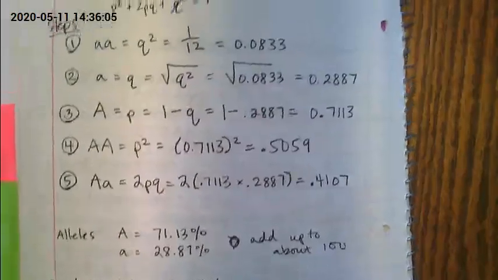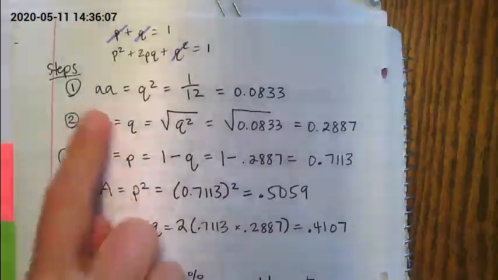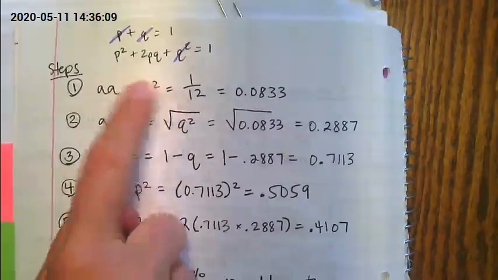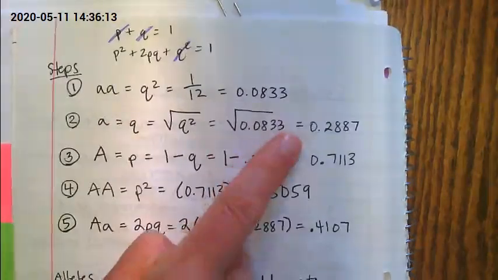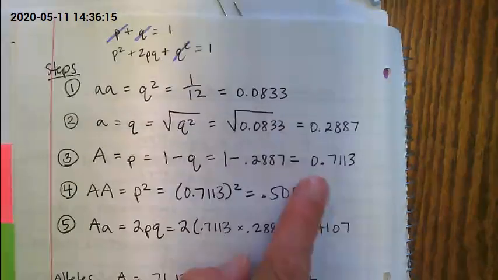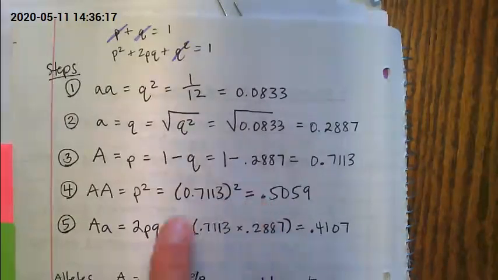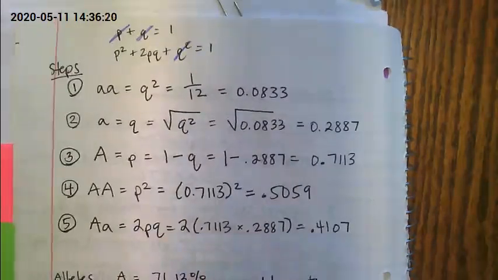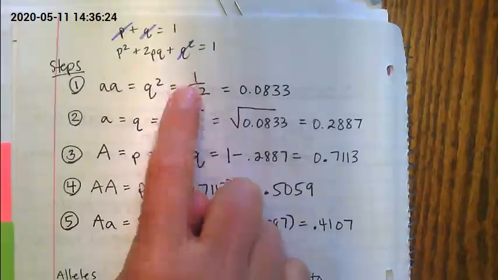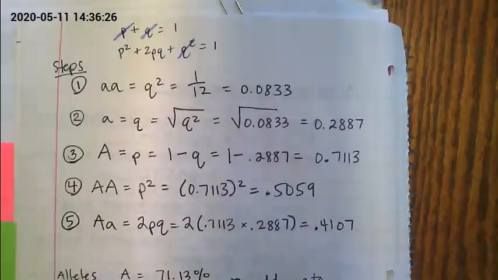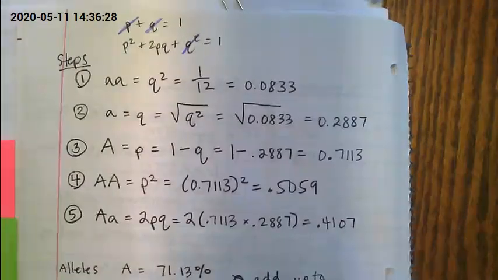Okay, so all of these problems are done in the same way. The problem is going to give you Q squared, and then you're going to find the square root of that, and then you're going to subtract it from 1, and then you're going to square that, and then you're going to 2PQ it. So these are the same steps. It's not always going to be these numbers, but it's the same 5 steps over and over and over again.